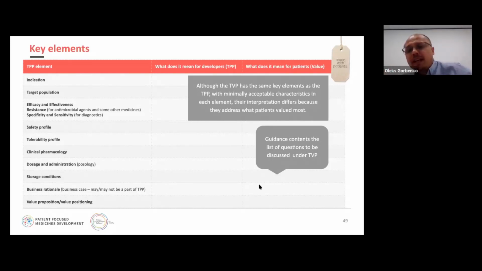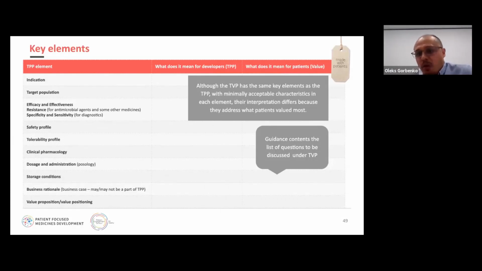But I would attract your attention to the two columns. The central column is about the traditional characteristics of a target product profile. And on the right-hand side, you can see what it means for patients. It's exactly reflecting the target value profile. And if you're talking about the same element, like target population, the interpretation could be absolutely different. That's why it's critically important to establish the target value profile and collect and consolidate from patients what is really valuable for them. So I would pass the floor to my colleague for some comments, Merlin.